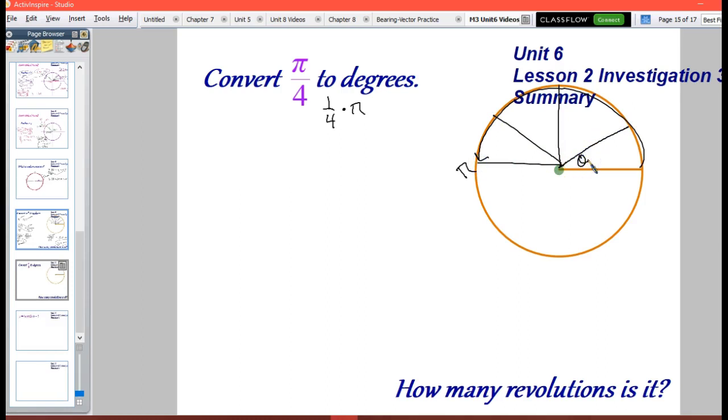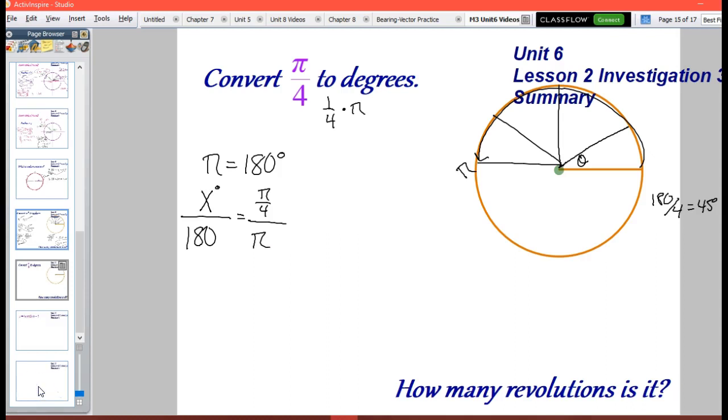Now maybe you could do that even with just dividing up your circle here. You know you have 4 slices there and 180. Well, 180 divided by 4 would be 45 degrees. Okay, but let's try this conversion method that I mentioned before. I know pi is 180 degrees. So I have some amount of degrees over 180 equals pi over 4 over pi.